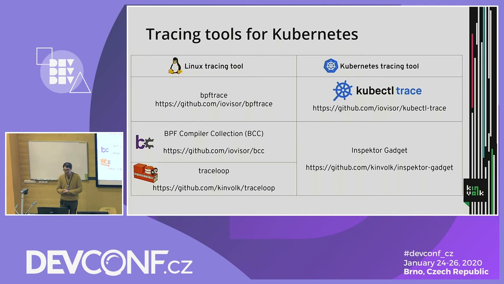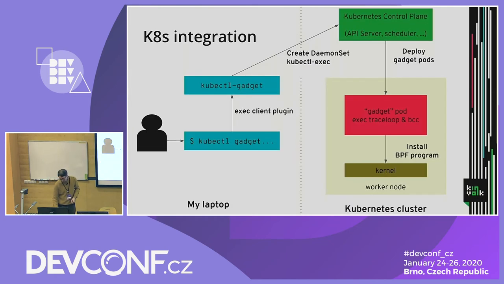There are already tracing tools for Kubernetes based on different BPF Linux tracing tools. For example, for bpftrace, there is kubectl trace, and BCC and Traceloop are both used in Inspektor Gadget. So Inspektor Gadget has some gadgets using BCC and others, like the Traceloop gadget, using Traceloop. So the user doesn't need to SSH into any worker node. They just use the kubectl user interface to connect to the Kubernetes cluster.